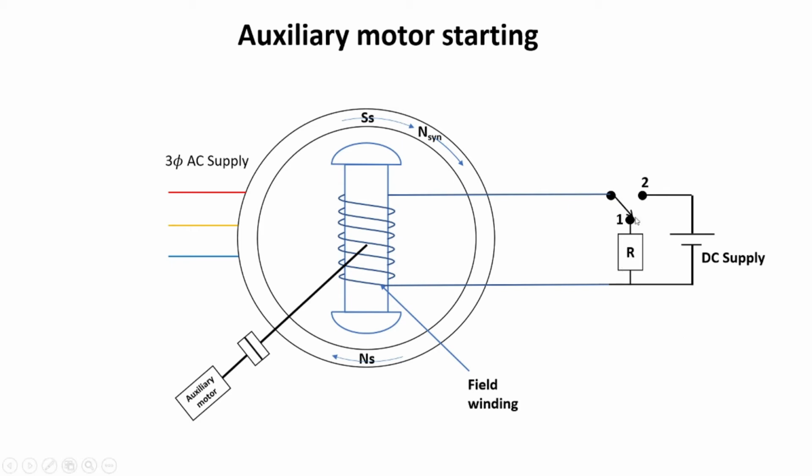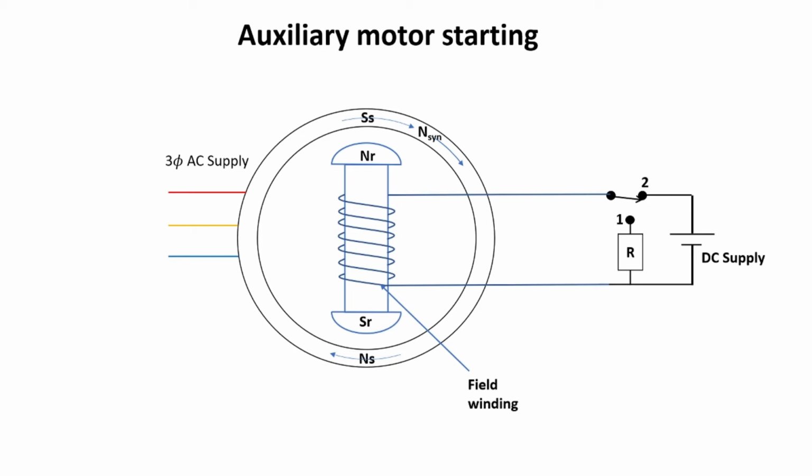If we provide this type of provision, the speed of the rotor is achieved at a faster rate compared to the auxiliary motor only. And after the rotor reaches a speed near synchronous speed, we can energize the DC supply and the rotor poles are induced. After that, magnetic locking between stator and rotor will take place and the rotor will continuously rotate at synchronous speed.